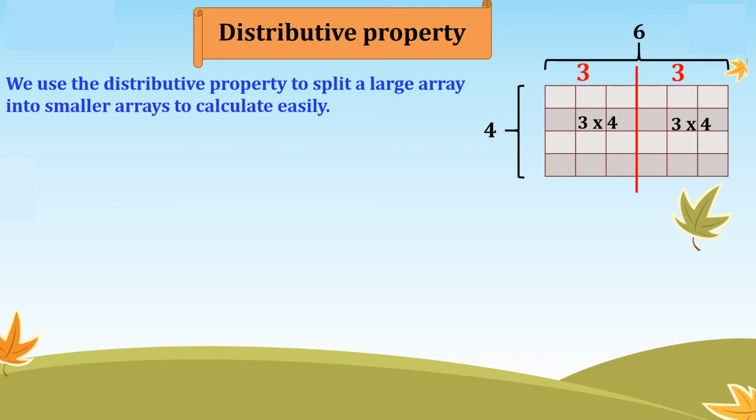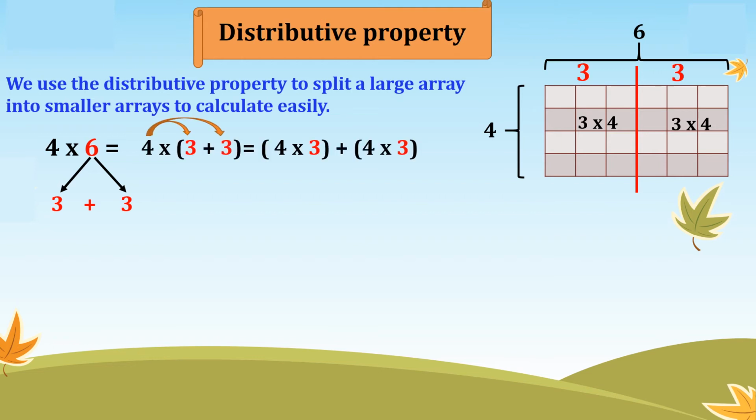If we want to find an equation to understand it, the biggest array is 4 times 6. I split or cut 6 into 3 and 3. So 6 will be 3 plus 3. So we don't have 6 now. We have 3 plus 3. So 4 times 3 plus 3.